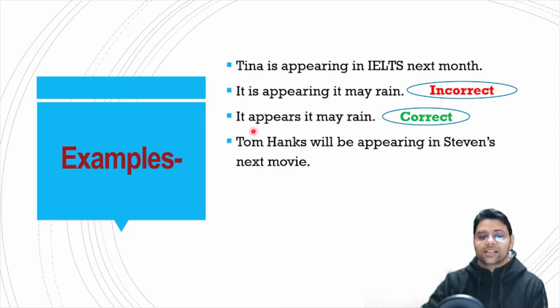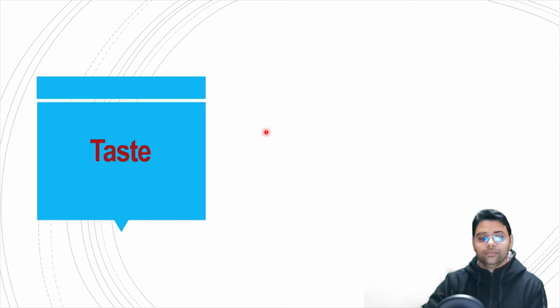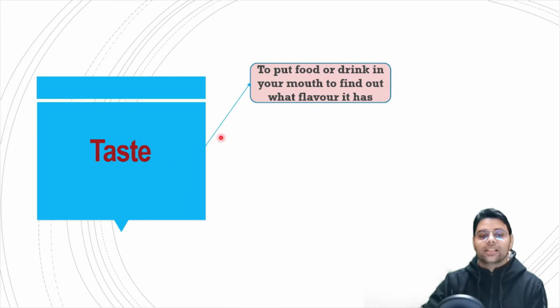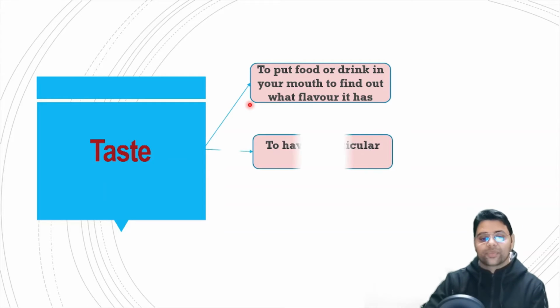I hope you understand. So appear has three meanings generally, and in two meanings it is progressive and in one meaning it is stative. The next verb is taste. So the meaning of taste is to put food or drink in your mouth to find out what flavor it has. It's like tasting something, like when we eat or drink something and we have a flavor of something in this sense. The next meaning is to have a particular flavor.